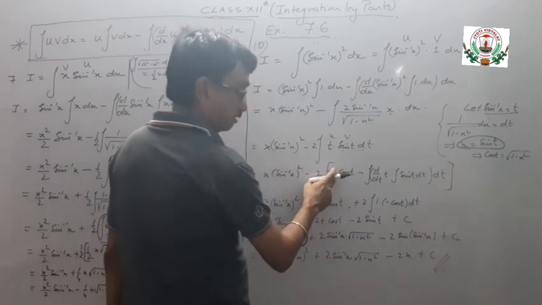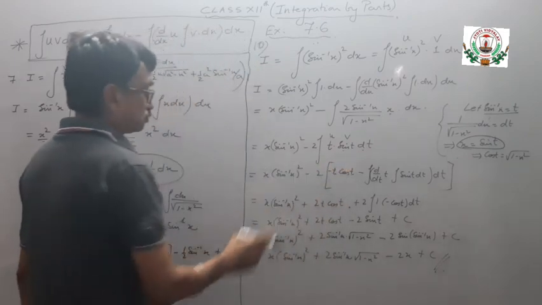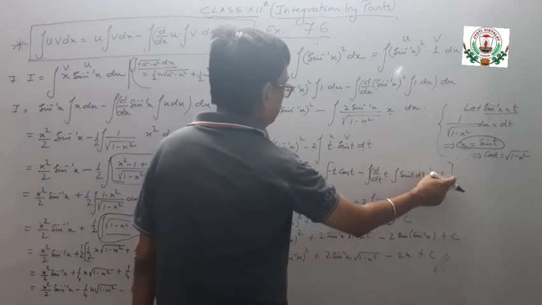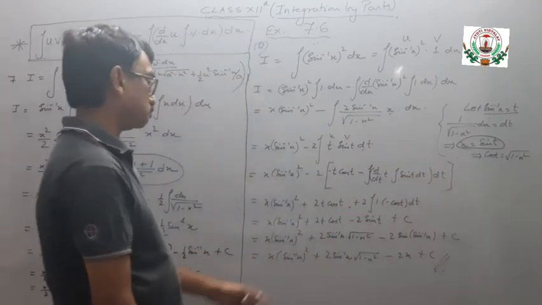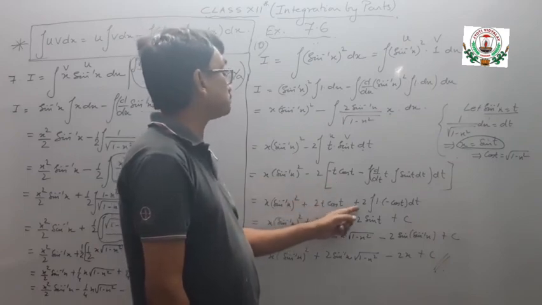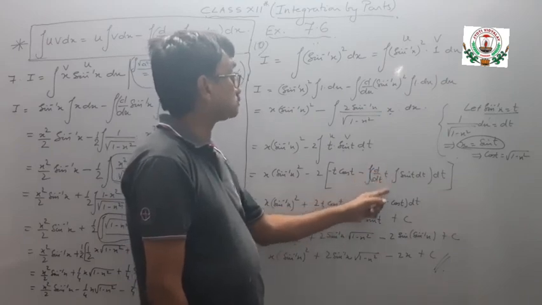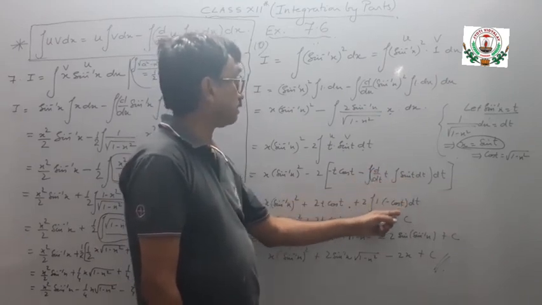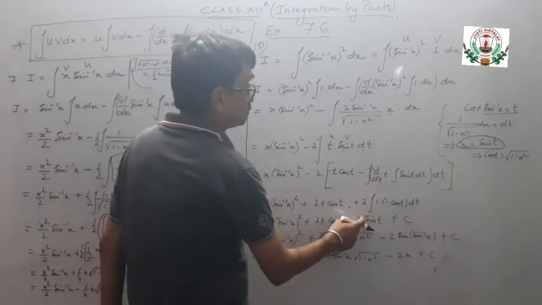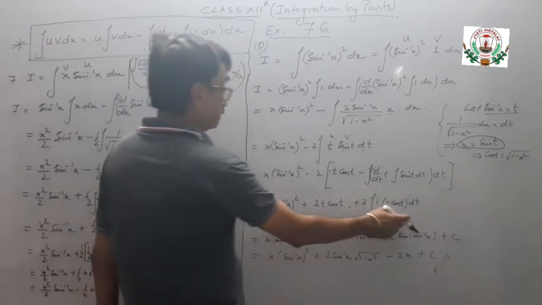t directly I am writing here, and integration of sin t is minus cos t, minus d by dt of the first function, integration of sin t, dt. x sine inverse x the whole square, this we open the bracket, minus into minus plus 2t cos t, plus 2 integration, d by dt of t is 1, integration of sin t is minus cos t. In the very next step, it changes to minus, and integration of cos t is sin t plus c.